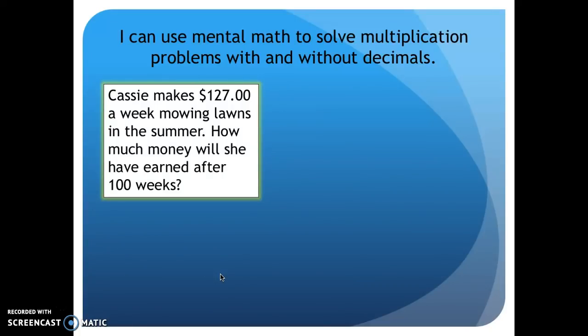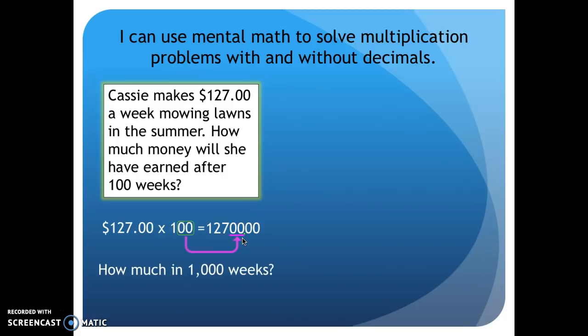How much money will she have earned after 100 weeks? So there's our $127 times 100. Now don't worry about all those zeros right now. When we're multiplying by 100, we're going to add 2 zeros to the number we started with. So we have the base, 127. If we add 2 zeros, which means we're moving our decimal 2 places to the right, she will now have earned $12,700. Okay, so there's the 2 zeros from the 100. The 2 zeros are added on to the original 127.